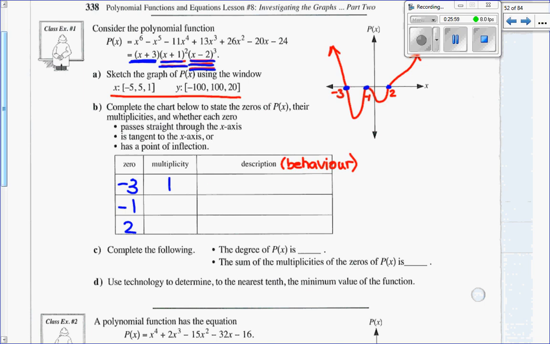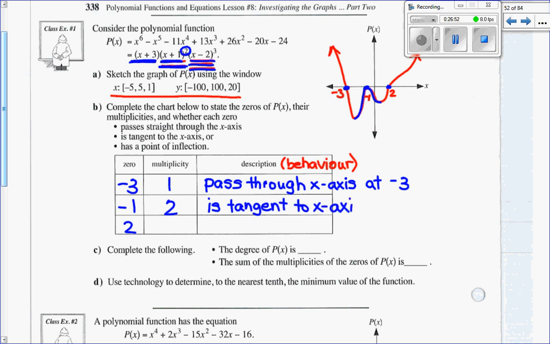And so what that tells us is that it passes through the x-axis at -3. Right? And that's the behavior that we see the graph following. Okay? Then at the point -1, that's this factor here. It has a multiplicity of 2, which means that factor is being repeated twice. And when that happens, when you have multiplicity 2, that's an even multiplicity. That's that point where your graph's going to approach. It's going to touch at that point, but then it's going to bounce away and not actually pass through. So we call that tangent. So it's tangent to the x-axis at -1.